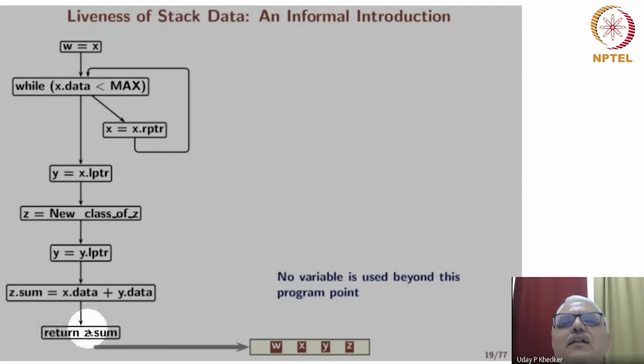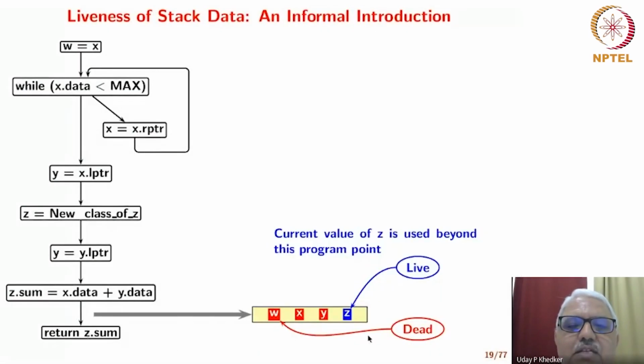The variables that are read within the statement will become live. And we are talking about stack variables, so we won't talk about the field of a stack variable. We'll only talk about z here. In order to access the field sum of z, we need to read the value of z on the stack, and therefore z becomes live. So we say here that w, x, and y are still dead, but z becomes live because the current value of z is used beyond this program point.